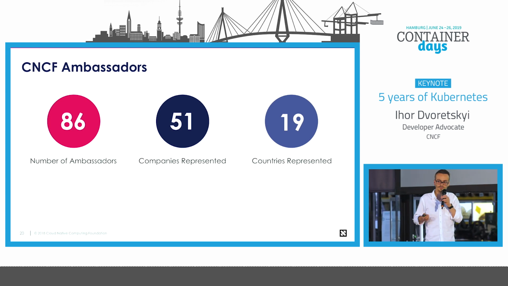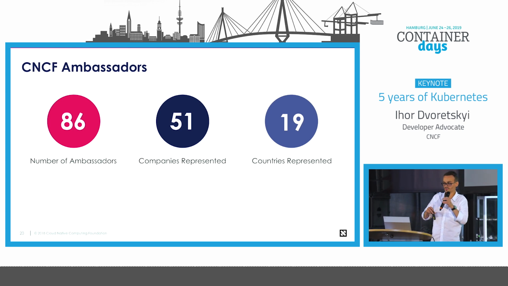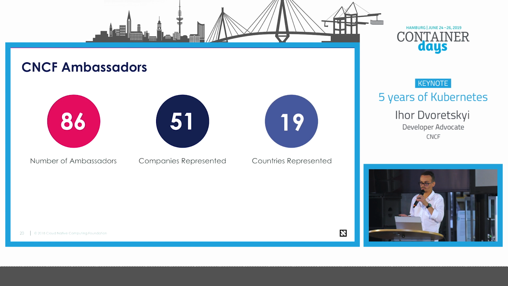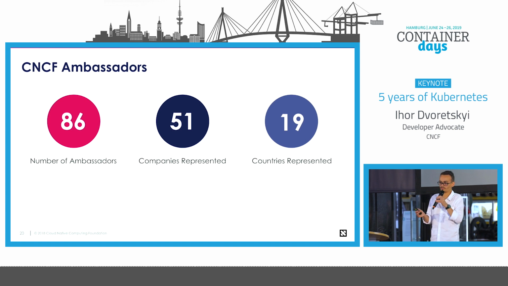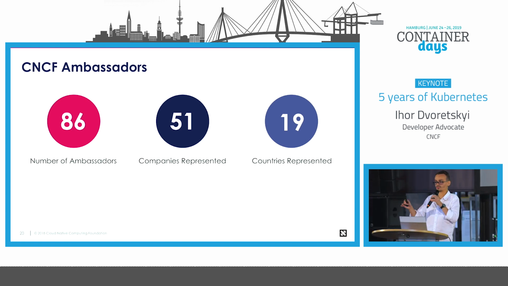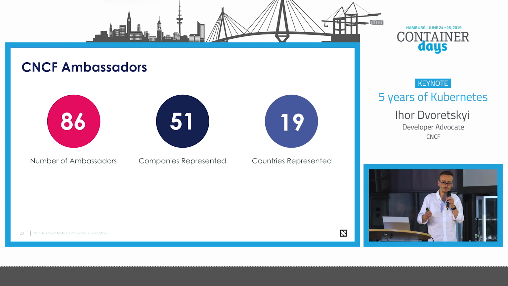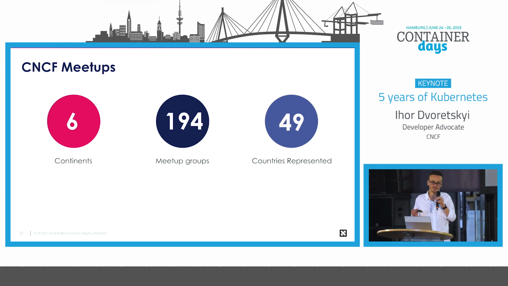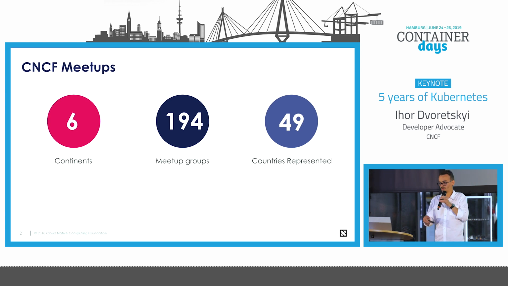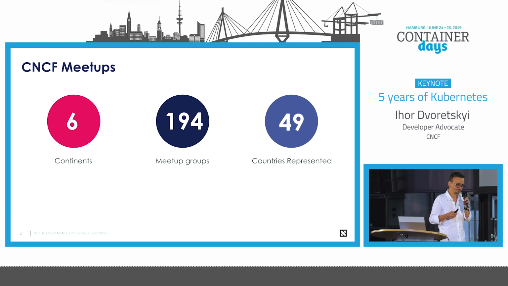The cloud-native and Kubernetes community also has a huge number of programs which are not only about the technology themselves, but mostly about people. For example, we have the CNCF Ambassadors program, where we have so many ambassadors from the community that are mostly focused on Kubernetes and the different technologies. Currently, we have a bit less than 100 ambassadors within CNCF, with more than 50 companies represented from almost 20 countries around the globe. We also have the CNCF Meetups program, where we are covering almost the whole globe with a bit less than 200 meetup groups and a bit less than 50 countries represented.